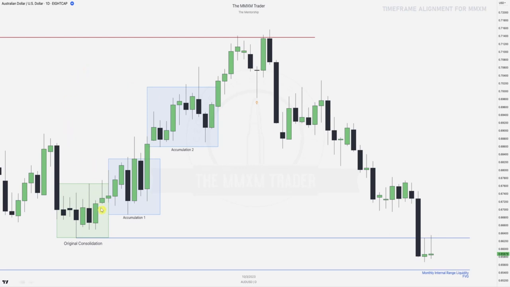So on a daily time frame, we can see this original consolidation starting down here. Sell stops below it, obviously, right? Market expands higher, forming accumulation phase number 1, expanding higher again, accumulation phase number 2, and then eventually we keep going until we hit that premium level, right? So over here, that monthly external range liquidity, right? Now we've taken external range liquidity, and what happened up above this old high?